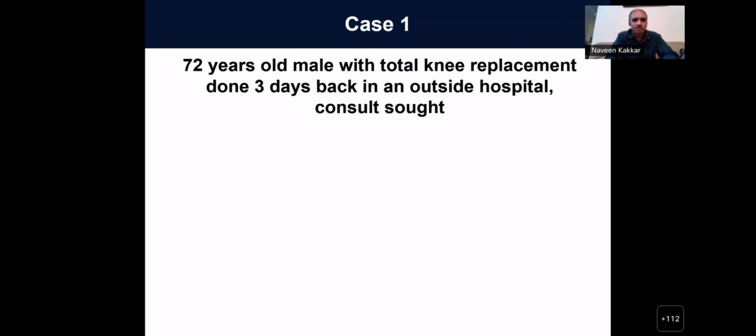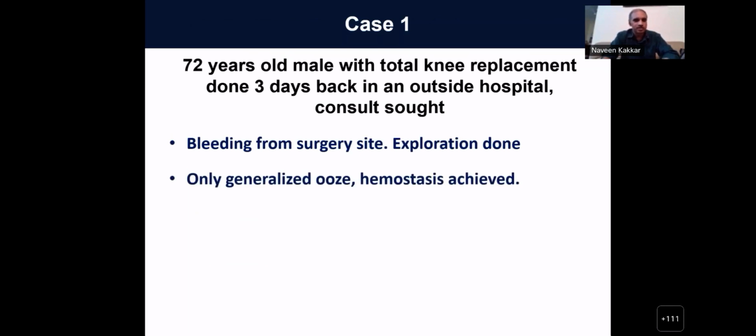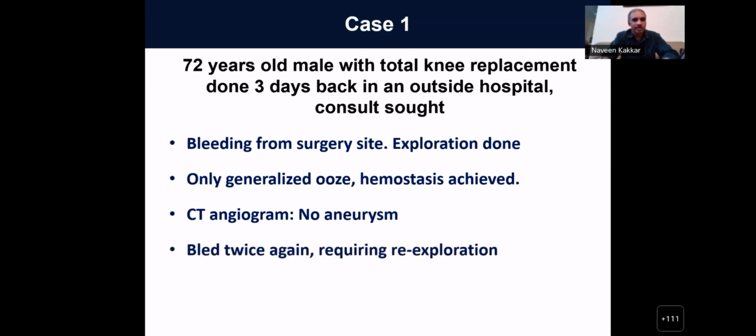And what happened was there was bleeding from the surgery site. The surgeon explored. There was only generalized oozing, but they achieved hemostasis. Nothing else was done. CT angiogram showed no aneurysms, no leaky vessels. But he bled twice again, requiring re-exploration. Not a good thing in a 72-year-old to be explored twice after what seemed like a routine TKR.